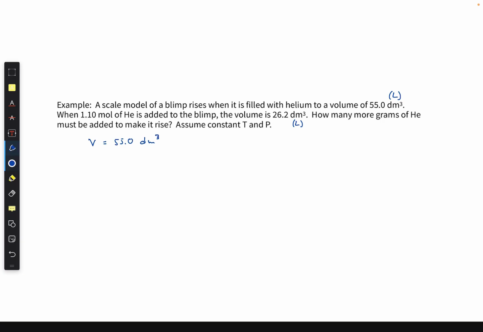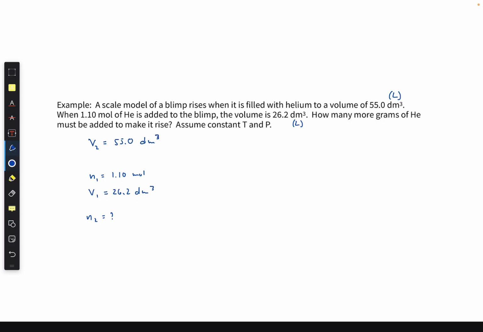So now it says when 1.1 moles is added to the blimp, we have another volume now. And so this is an interesting one because your other V actually comes first. But what we really have here is an initial set of conditions. 1.10 moles is when the volume of the blimp is 26.2 cubic decimeters. And it says how many more grams must be added to make it rise. So we need to figure out our N2, and that's when V2 is going to be 55, because in order to make it rise, we need to get it all the way to 55 cubic decimeters.